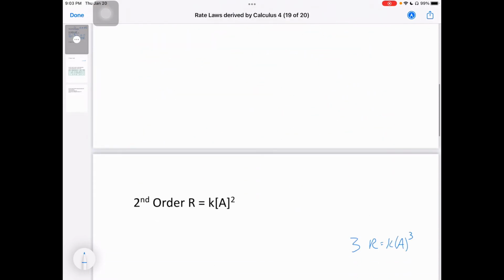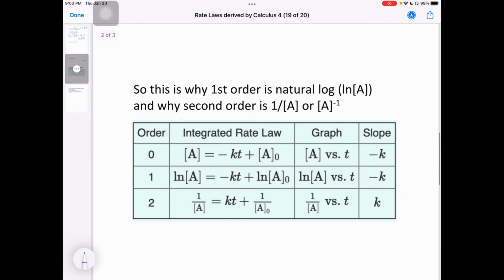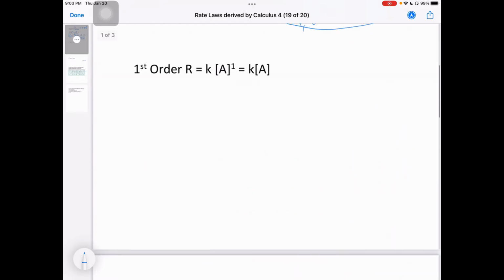And I'll put the brackets around here just to say it's molarity. So let me scroll down here, and this is a very common graph table people see in their books or on the internet. The integrated rate law for a zero order is a equals negative kt plus a0. The graph is linear. A versus t is linear, and the slope is downward. It's negative k. So we'll talk about the first and second, which has a little bit more math involved.